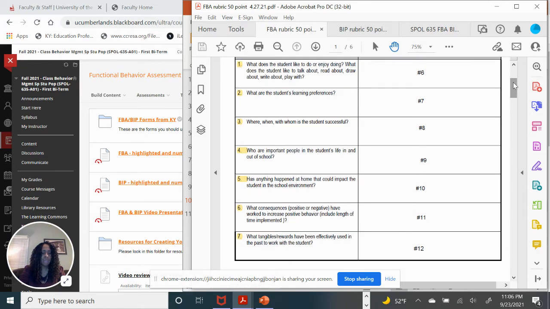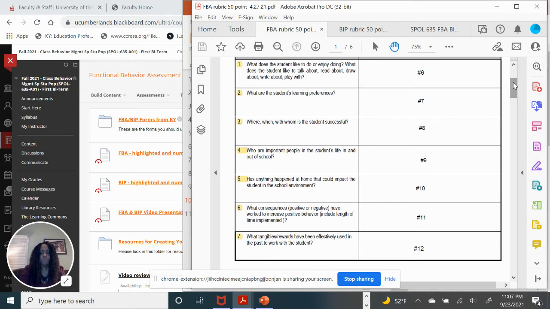Has anything happened at home that could impact it? So has there been any sudden changes? Father's been deployed, there's been a death in the family, anything of that nature. What consequences, positive or negative? So in other words, what type of reinforcers have worked for the child? What type of consequences, negative consequences, have worked for the child?